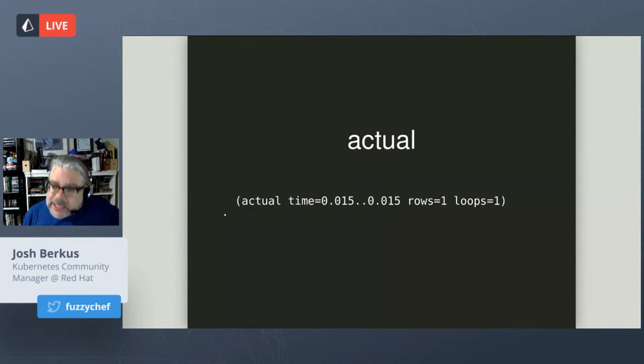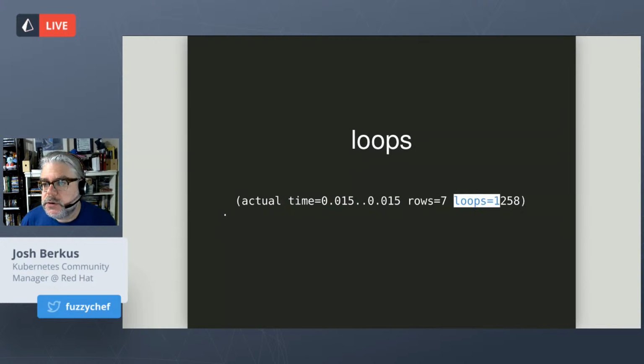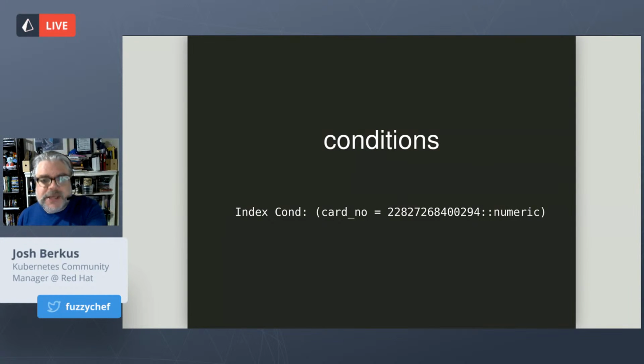When this actual is radically different from the expected, that's one of your signs of a problem. One of the other things here to look for is loops. That loop figure is a multiplier. So 7 rows with 1,200 loops actually means roughly 10,000 rows total. It'll give you some conditions, which are generally things that you pass through your own query or are there because of joins with another table. And those are sort of our parts. And then you can have a bunch of other stuff like buffer usage, etc., depending on the options that you're using.